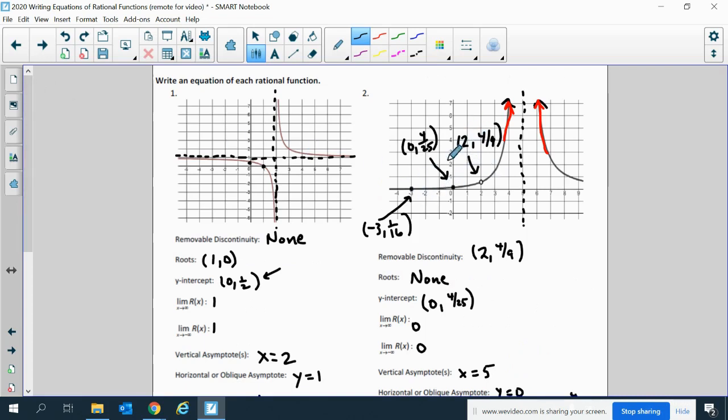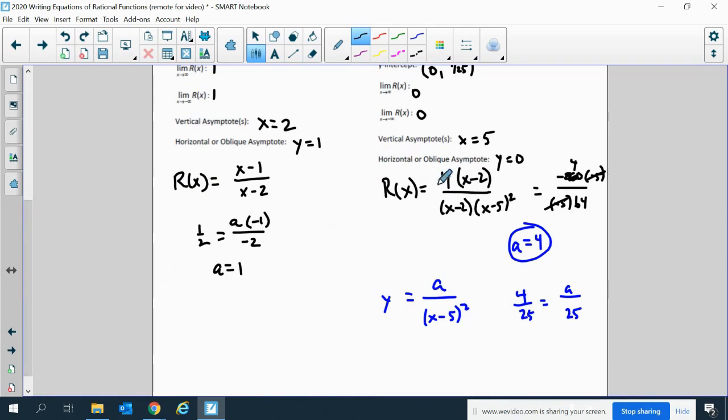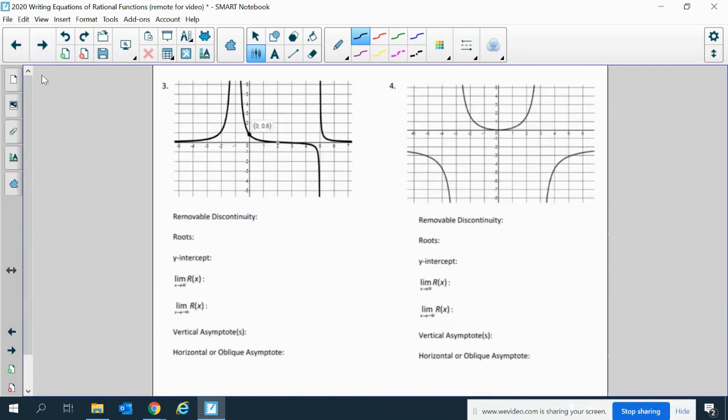And if I plugged in 2, I would get nothing in this one, but if I plugged it into the simplified version, I would get 4/9. So that would tell me what the limit would be as I'm approaching that value.